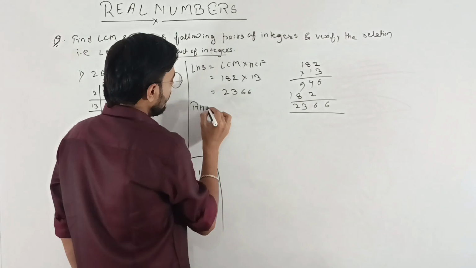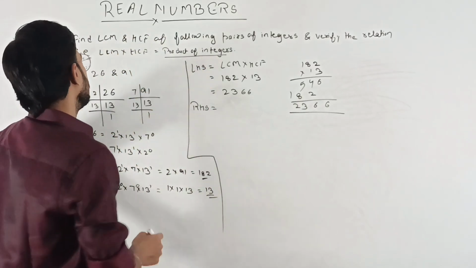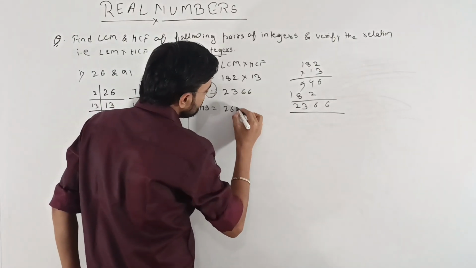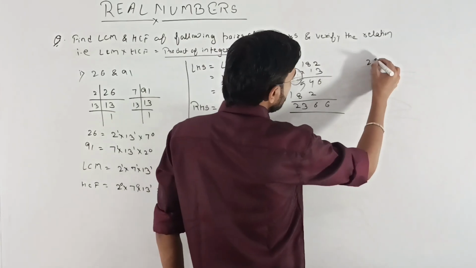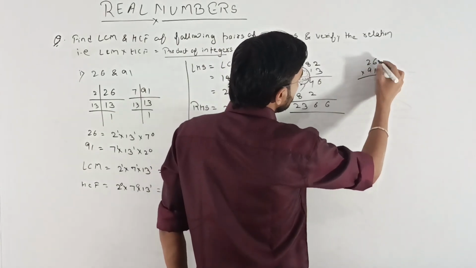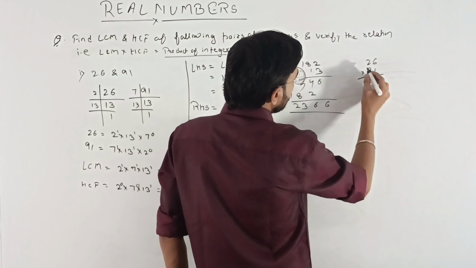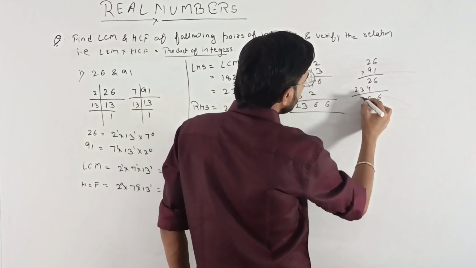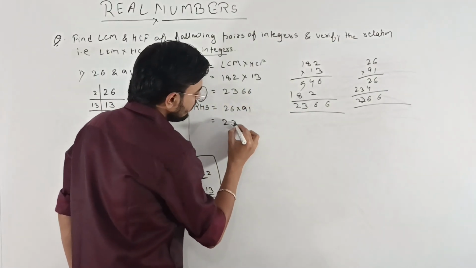Now RHS. RHS is the product of integers, which means the integers are 26 and 91. Then RHS is 26 into 91. Then multiply 26 and 91. Now 26 into 9 is 234. Then adding, we get 2366. Then RHS is also 2366.